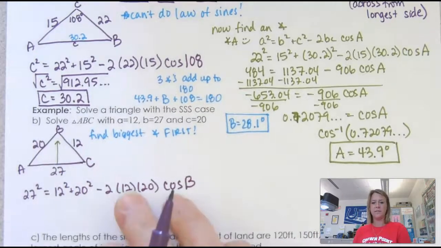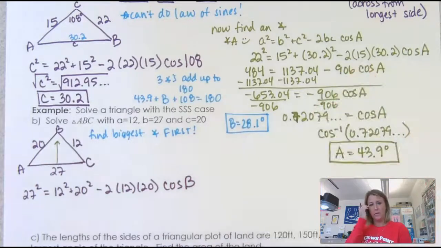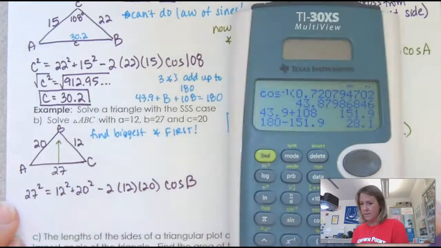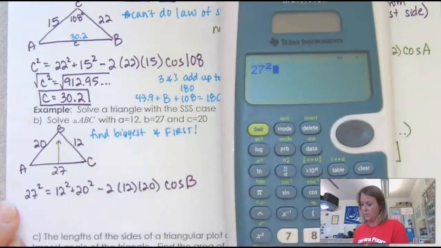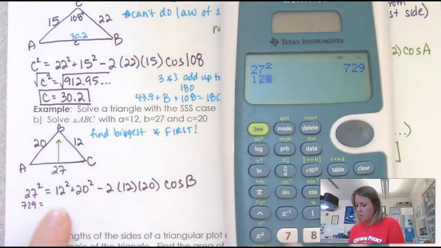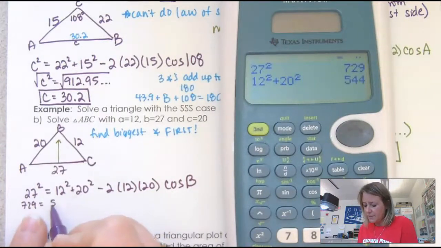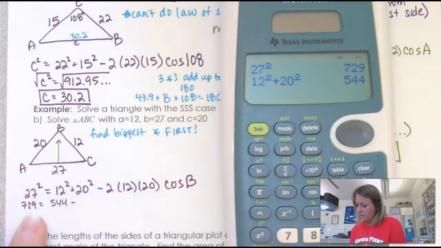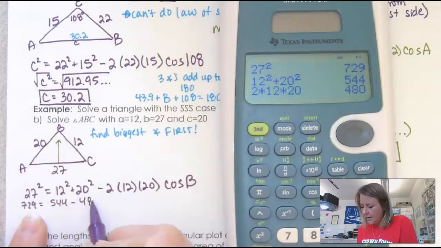All right, so now this is very similar to this problem up here. The more you can do in the calculator, the less mess you're going to have, like I had up here. So let's see. I'm going to go through this. I'm going to do 27 squared, 729. I've got 12 squared plus 20 squared, 544. 2 times 12 times 20, 480 cosine B.